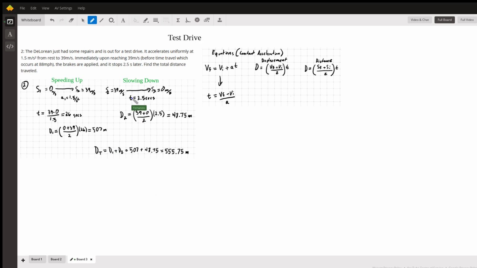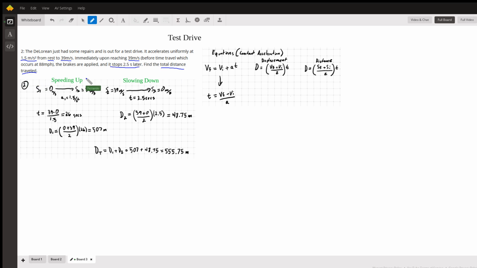For the second problem, someone is going on a test drive. So initially, the person accelerates at 1.5 meters per second squared from rest to 39 meters per second. After he reaches 39 meters per second, he steps on the brakes and comes to a complete stop 2.5 seconds later. And they want to know what is the total distance traveled.